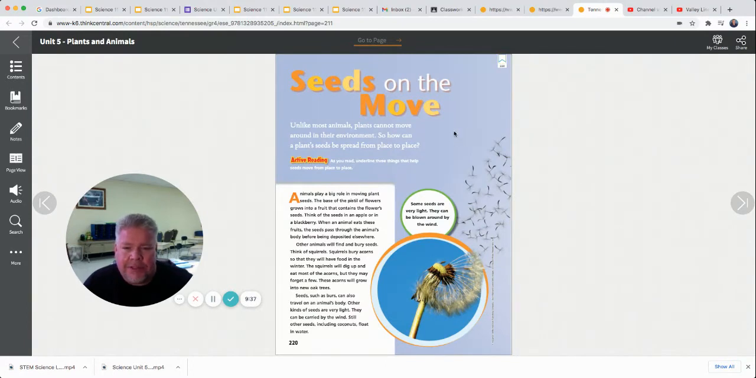Seeds on the move. Unlike most animals, plants cannot move around in their environment. So how can a plant's seeds spread from place to place? Animals play a big role in moving plant seeds. The base of the pistil of flowers grows into a fruit that contains the flower seeds. Think of the seeds in an apple or a blackberry. When an animal eats these fruits, the seeds pass through the animal's body before being deposited elsewhere. Now let's think of a nice way we can say that, okay? So what does that mean? It means the animal eats the seeds and then it goes to the bathroom, okay?